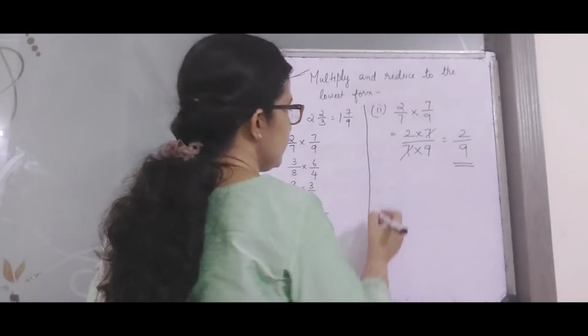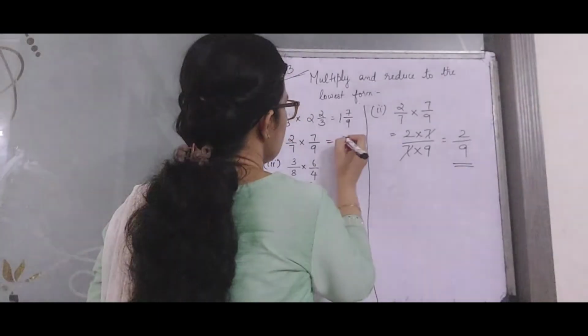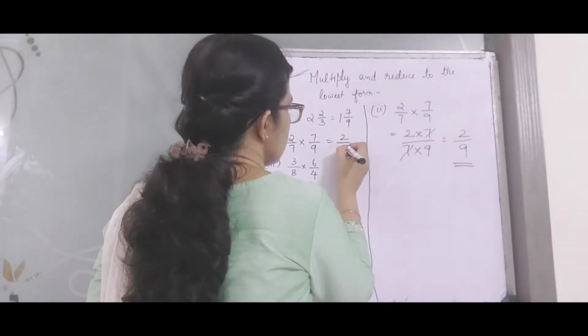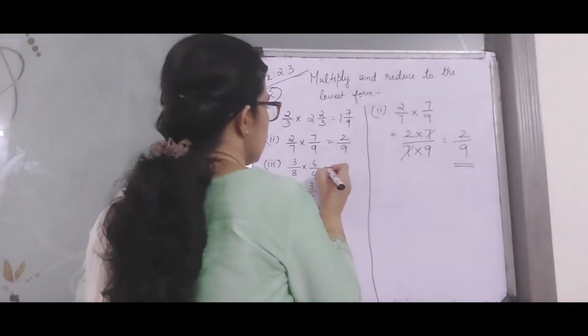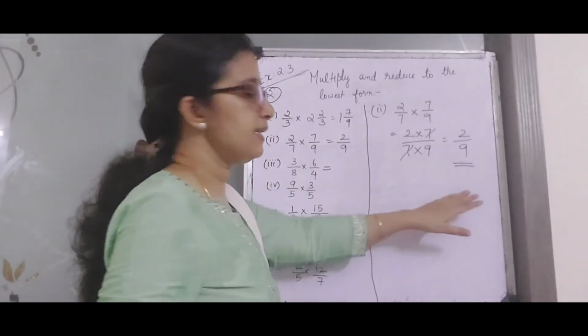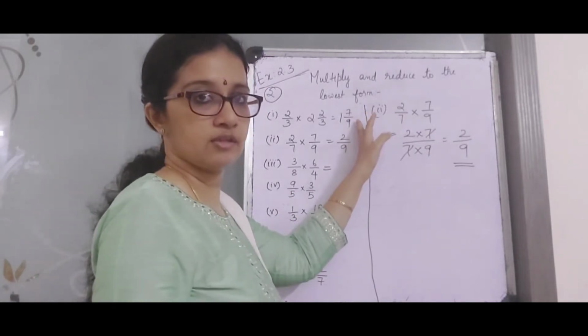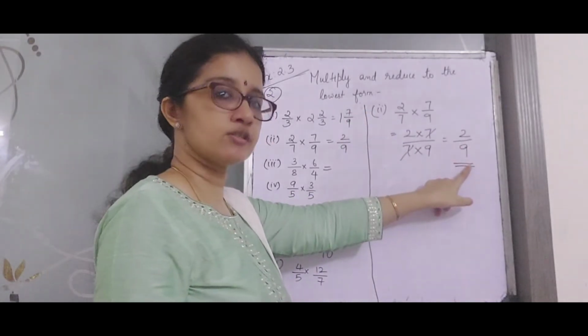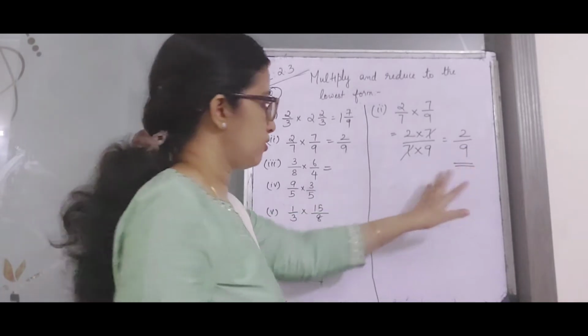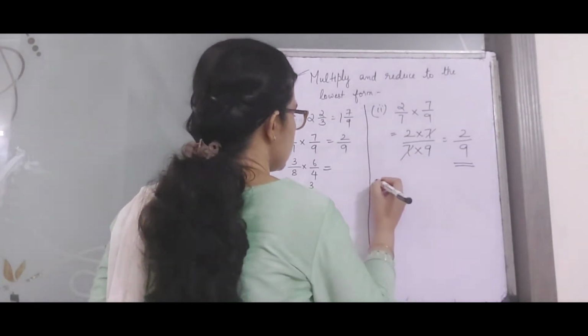Okay, now let's take the third question. Now if we get the answer as an improper fraction, we have to convert it into mixed fraction, right? But this is a proper fraction, so we'll just leave it as it is. Okay, now let's take the third question.